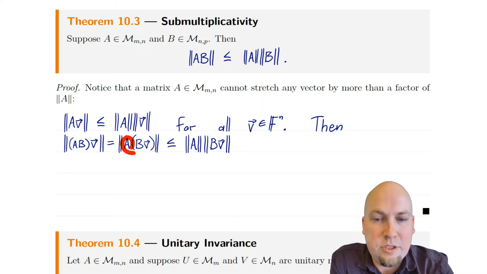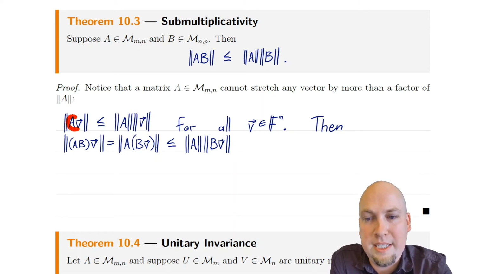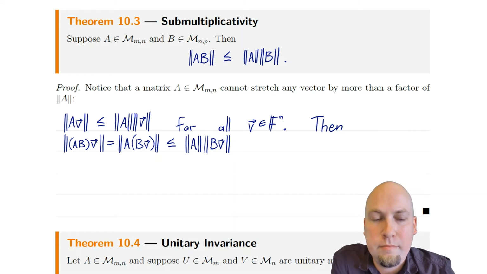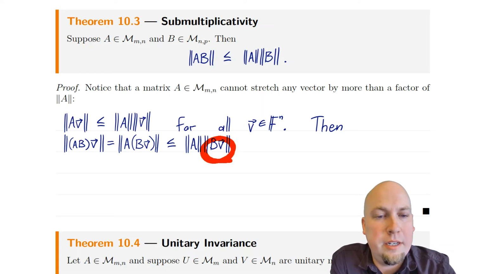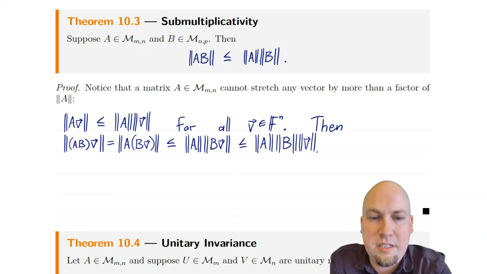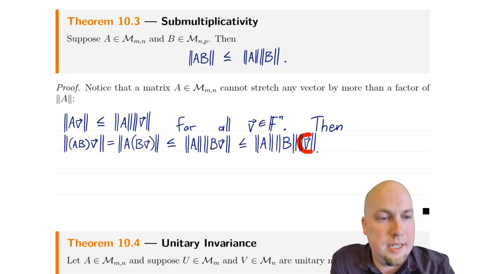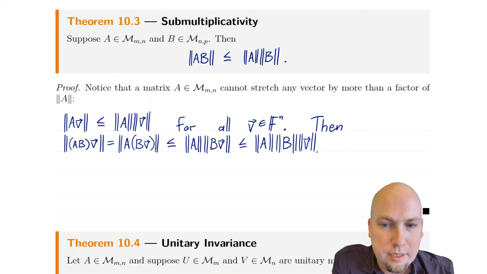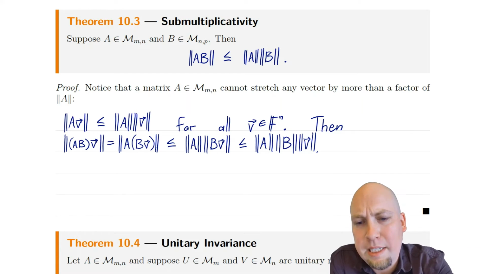If I have a matrix times a vector and then a norm on the outside, that's less than or equal to the operator norm of this first matrix times just the vector norm, the length of the vector. So this inequality just comes from the earlier inequality, where I've replaced V by BV. Now I'm going to do the same thing over here. Here I've got B times the vector. That's going to be less than or equal to the operator norm of B times the length of that vector. And that's basically what I wanted.